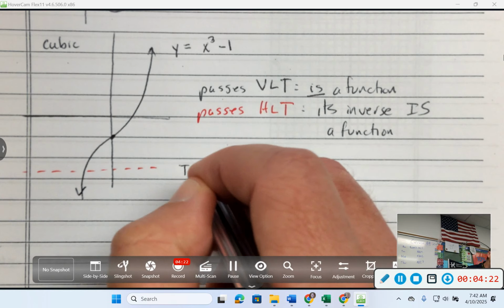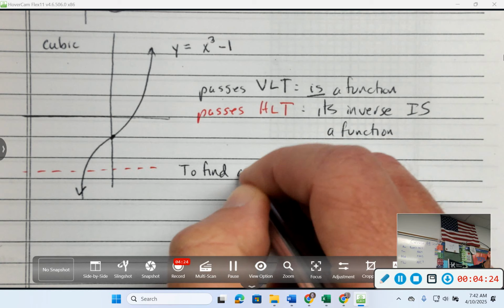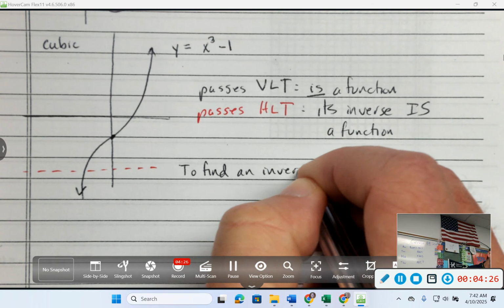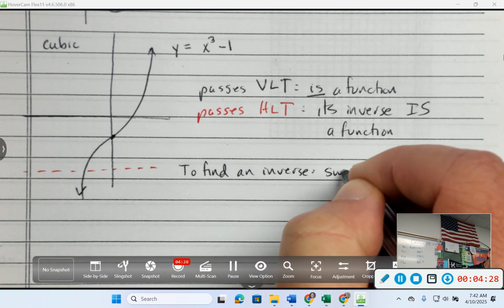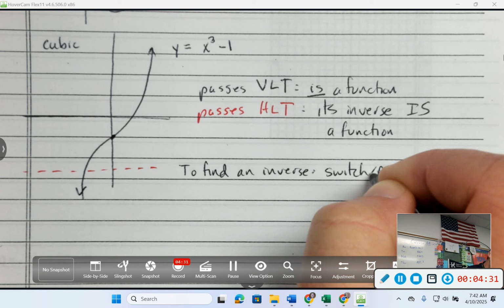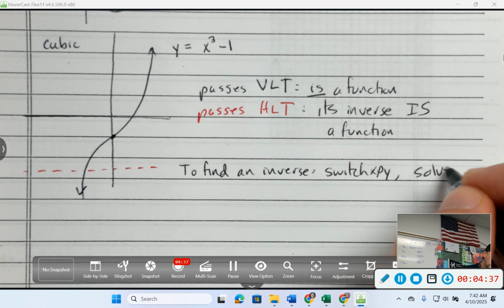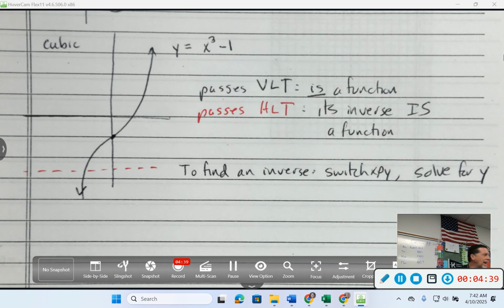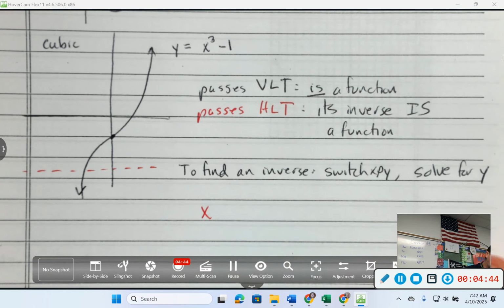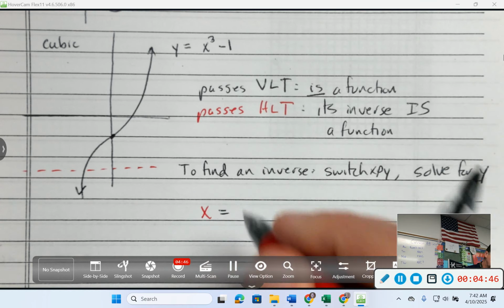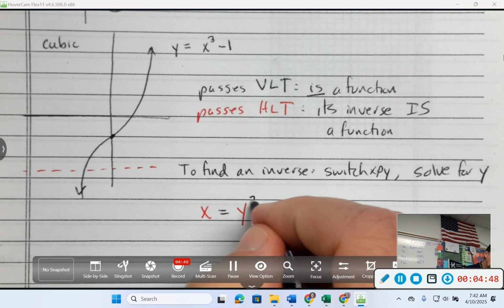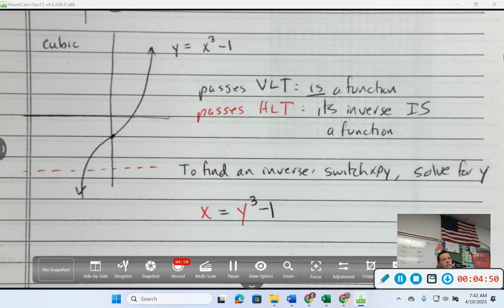Okay, again, I think we've done this before, but let's do it on this one. To find an inverse, switch x and y, and then don't stop there. Then you have to solve for y. You'll have x equals y cubed minus 1. So now we need to solve that for y.